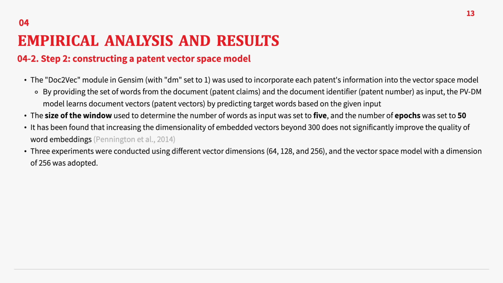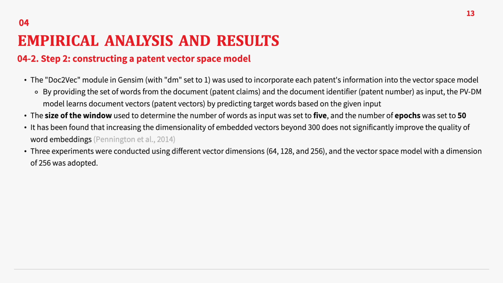In step 2, a patent vector space model was constructed using the doc2vec model in Gensim. With DM set to 1, they could set PV-DM. The model incorporated patent claims and patent numbers as inputs to learn document vectors by predicting target words.